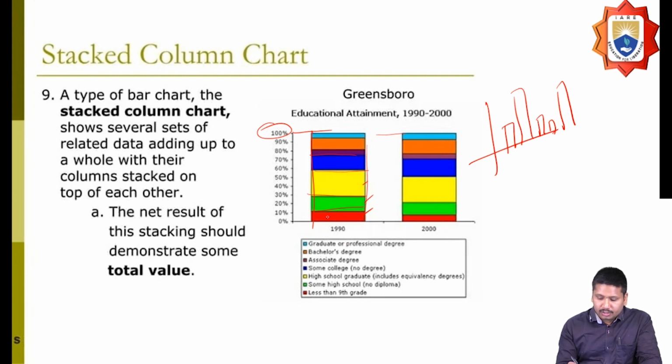Suppose I take this blue color, it represents the graduate and professional degree, and similarly this yellow represents the bachelor degree, and this shows the associate degree and some other college degrees like this. So I can divide the different categories in a single bar, and it should match 100% of the data.